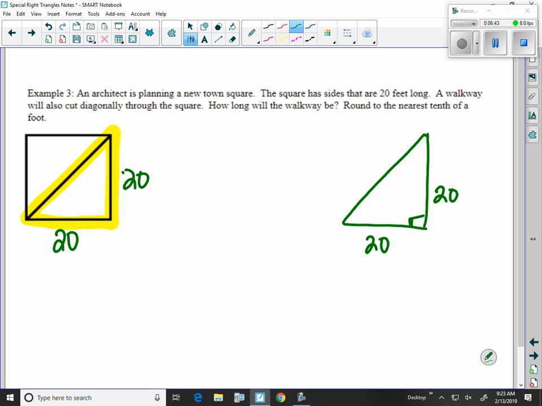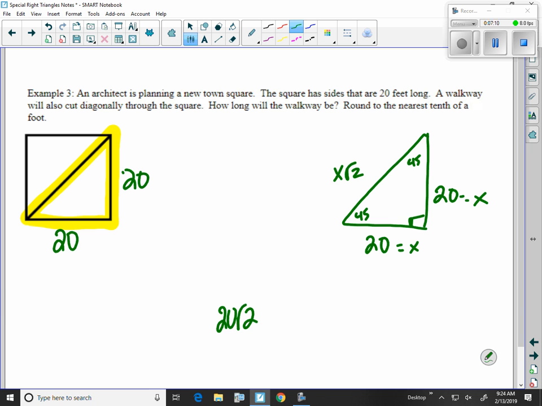It's 45, right? So I'm going to cut these angles in half with my diagonal. So now I have a 45, 45, 90. Okay, these are my legs, meaning they're my x value. What is my diagonal? X times square root of 2. So what's my diagonal going to be? 20 square root of 2.